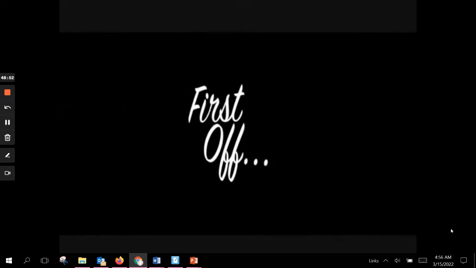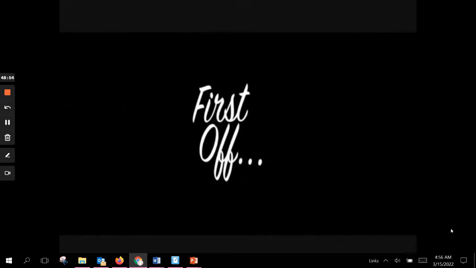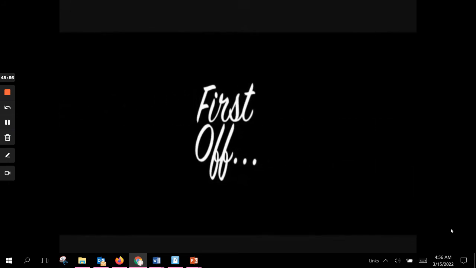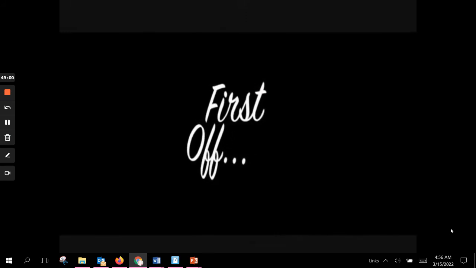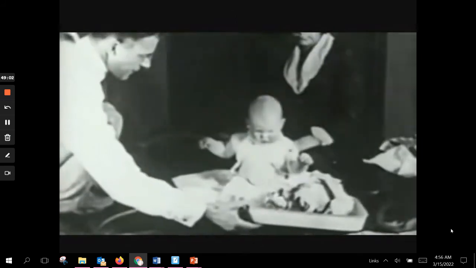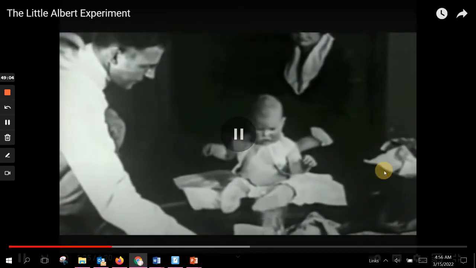Ivan Pavlov was indeed able to condition a dog. Could Watson now do the same thing in humans? Now to the actual experiment itself. First off, Watson presented little Albert objects that he was not afraid of, objects that Albert initially liked. These included fire. Who lets a baby play with fire?